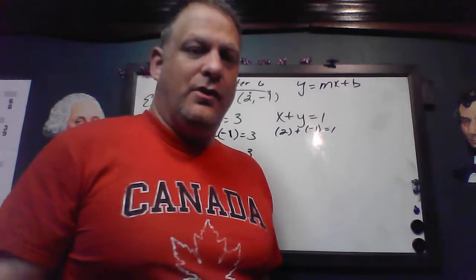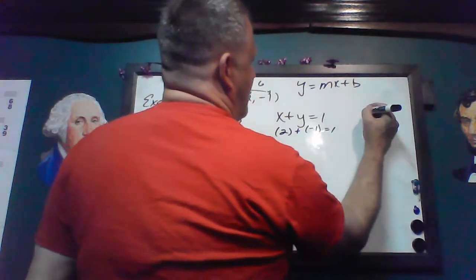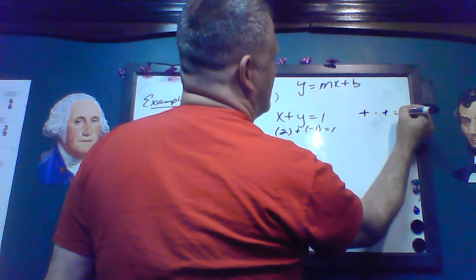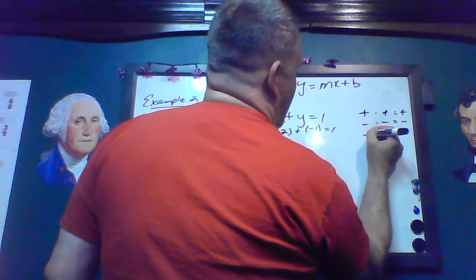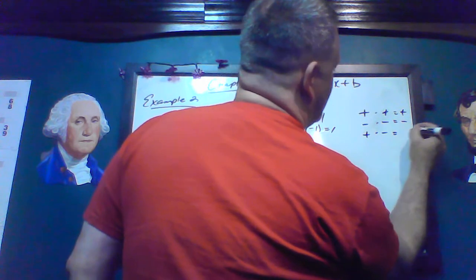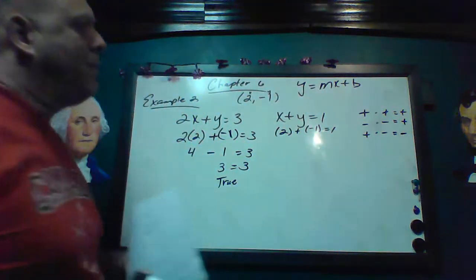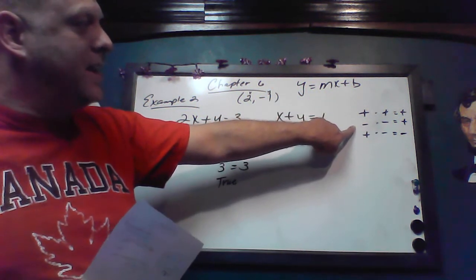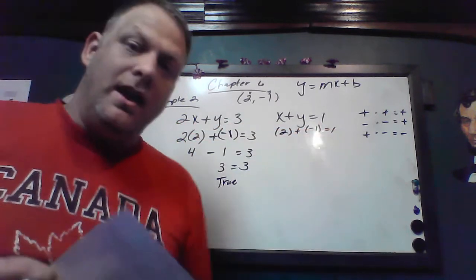Now, just a quick review, guys. Some of my students still have a little trouble with this. A positive times a positive equals a positive. A negative times a negative equals a positive. And a positive times a negative equals a negative.